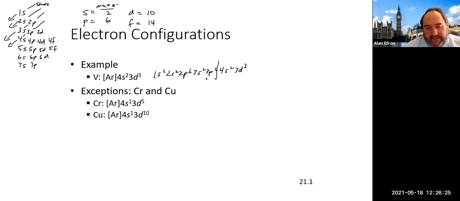And again, if you just take that part of the configuration there and add up the top numbers, 2 and 2 is 4, and 6 is 10, and 2 more is 12, and 6 is 18. That is where argon's configuration comes from. And then the rest of it continues on here.